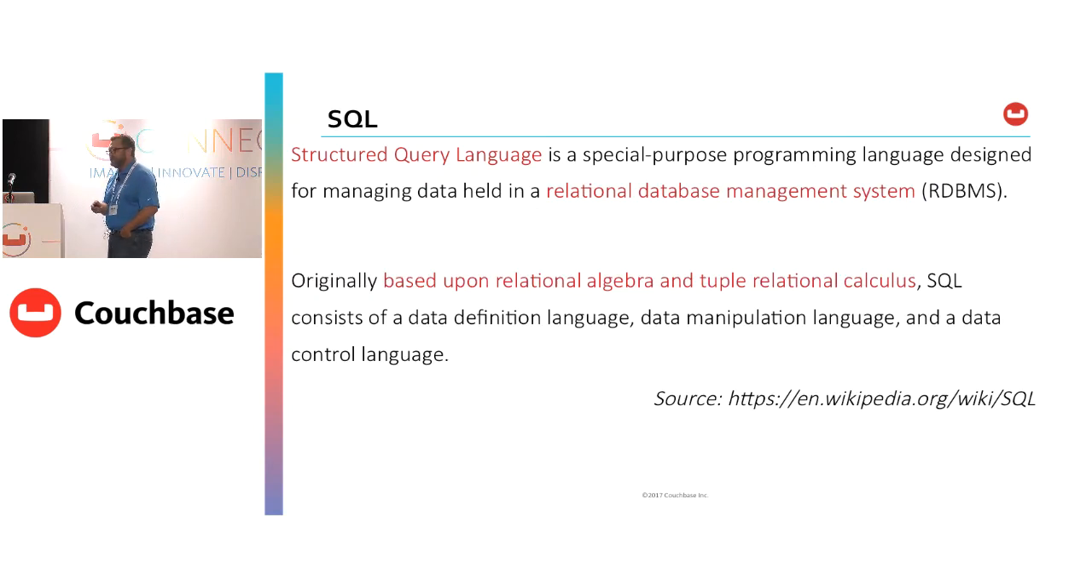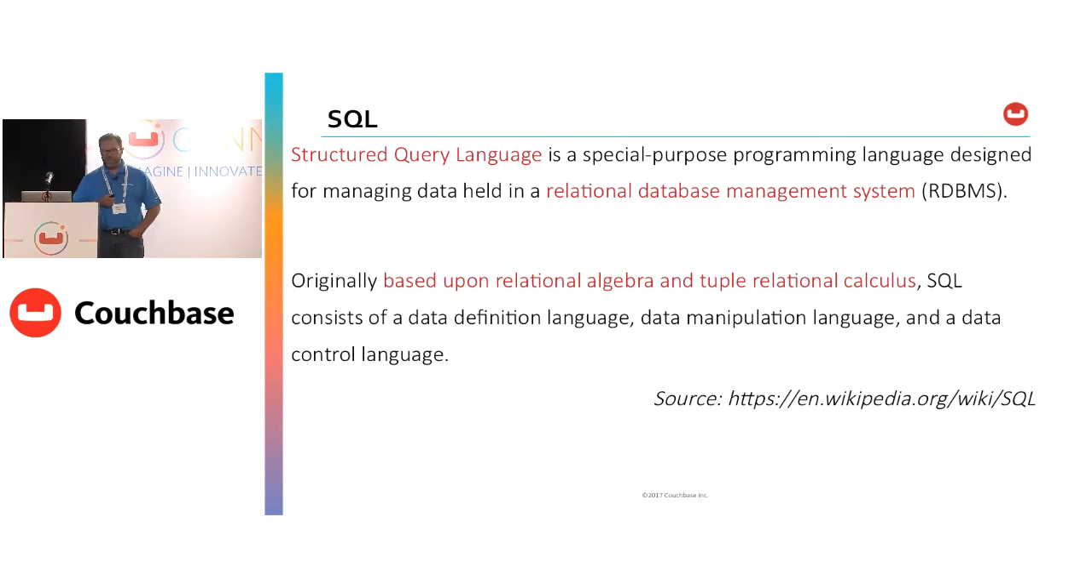So SQL, this is just a quick and dirty Wikipedia definition. Structured query language, it's a special purpose programming language designed for managing data held traditionally in relational database management systems, but today we're going to talk about how it's now being used through NQL for NoSQL databases as well. Originally based on relational algebra, and it consists of a data definition language, data manipulation language, and a data control language.